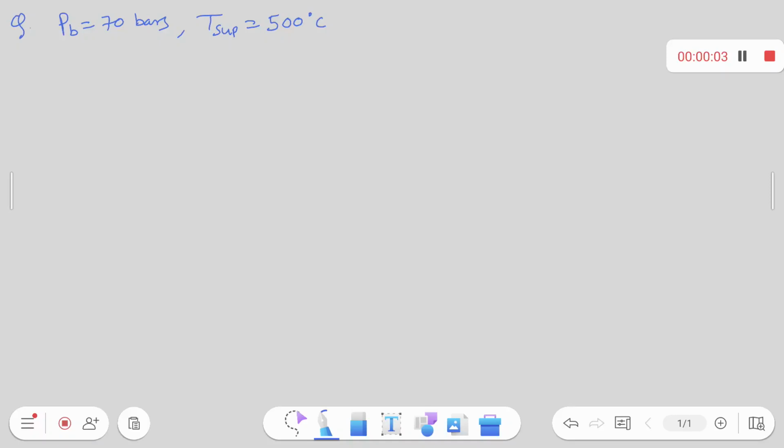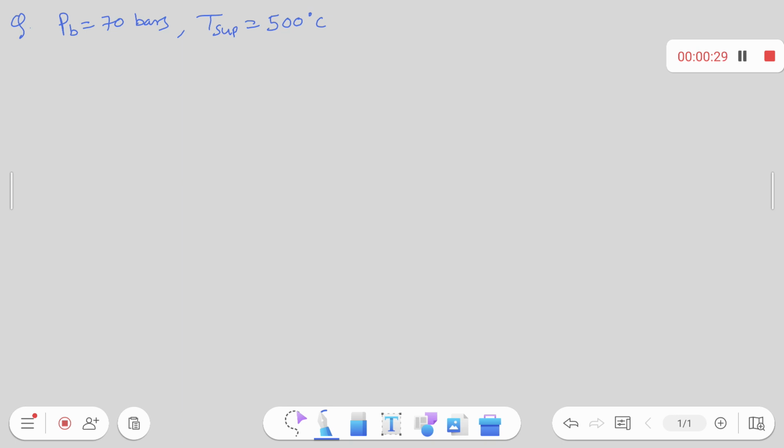High pressure turbine isentropically. So these wordings are important: isentropically, till it is dry saturated, full stop.